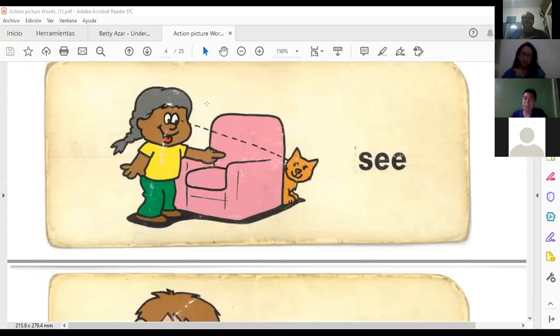What else we have? See, saw, seen. Right? Have you ever seen an elephant in your living room?